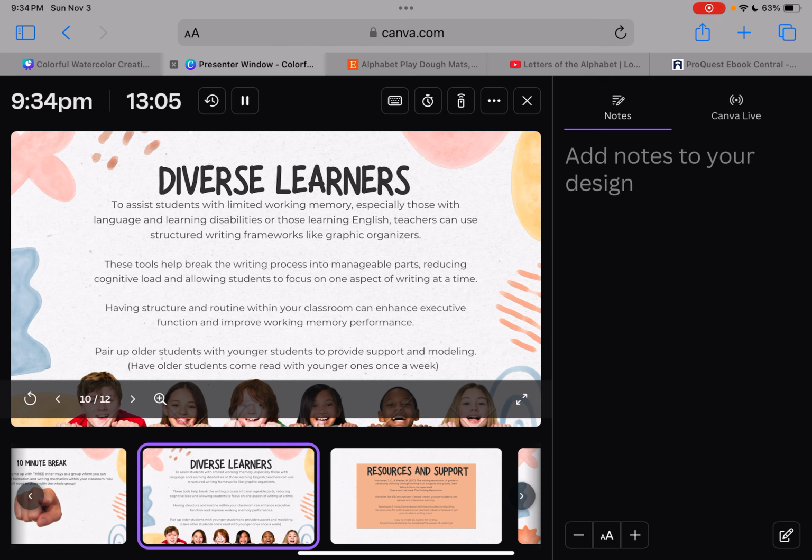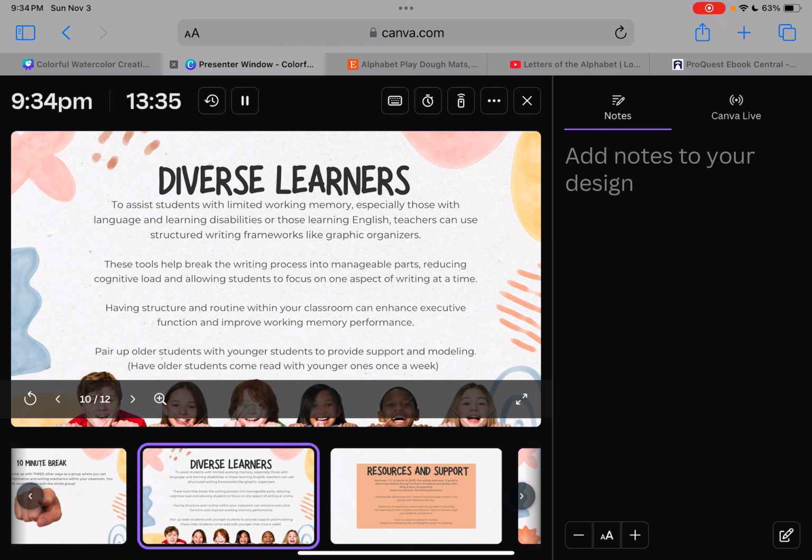All right, so let's go over working with our diverse learners. To assist those students that have limited working memory, and we're going to see a lot of that, we're getting more and more students, and this is just within my district, that have language disabilities and learning disabilities within the classroom. So how can we support those students?